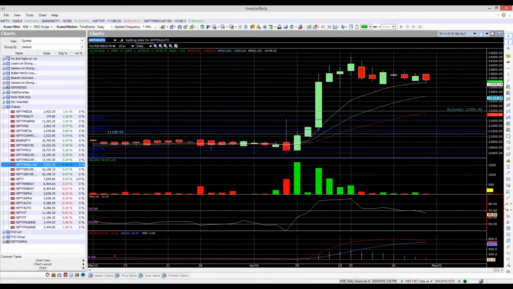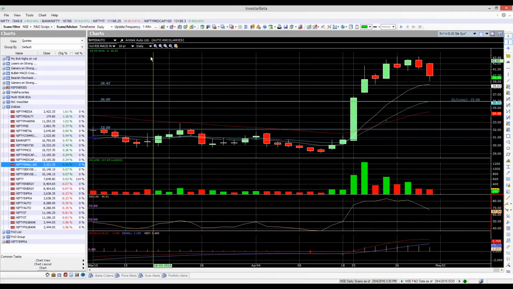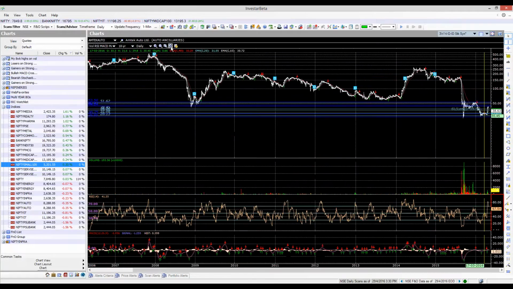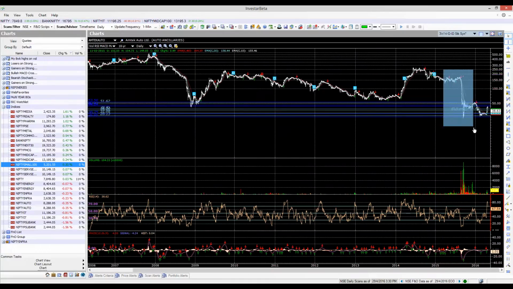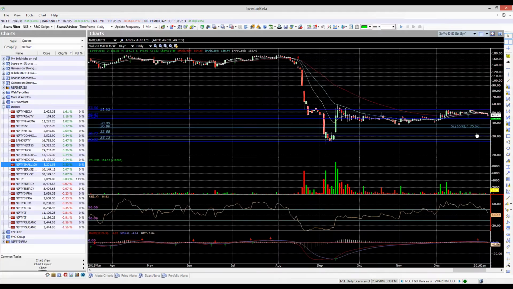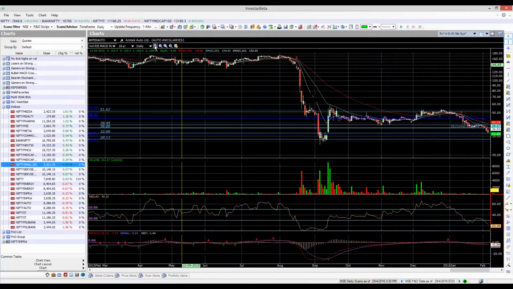You've got Amtek Auto. So this had really moved down a lot. There was this massive news about a debt restructuring or a debt default. If you remember, it went from 160 to 30 in just about 2.5, 3 weeks, and it went from 30 to 50, and then just consolidated and consolidated and consolidated. September, October, November, December, Jan. 50, 55, clearly a resistance.